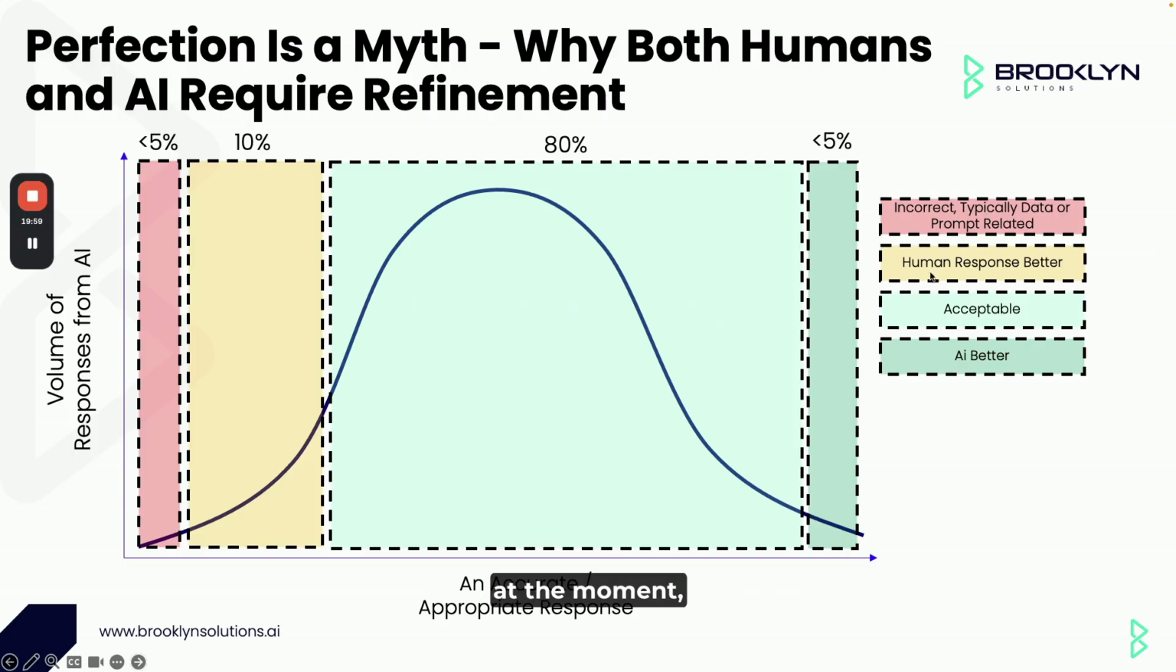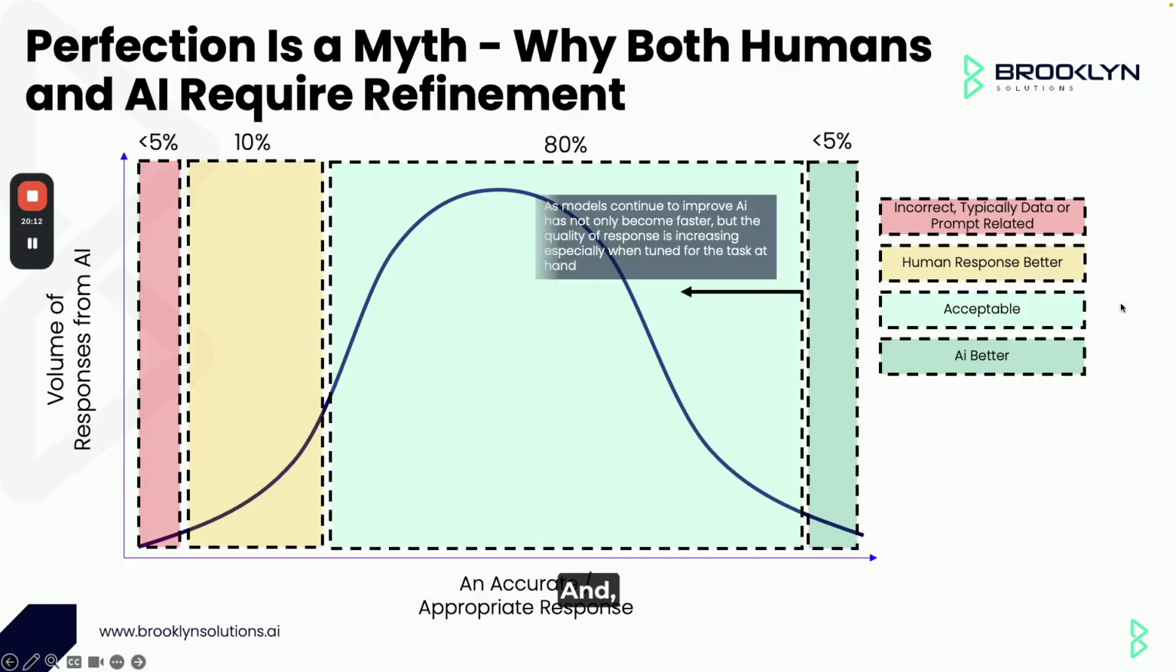In 10% of the cases at the moment, you could argue a human response is better because it missed some nuances, but 80% of the time we're finding the response is acceptable, and 5% of the time we're finding AI is doing better than a subject matter expert. And as models continue to improve, and we're continually upgrading our AI model, the amount that the AI is better than the human is growing over time. So it's not only becoming faster in the way it's responding, but the quality of that response is increasing as well, especially when it's tuned for the task at hand through the prompt engineering.